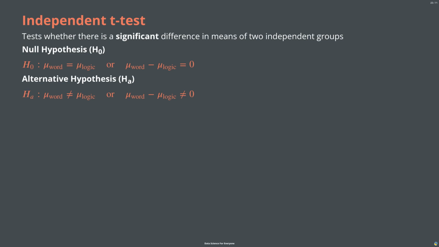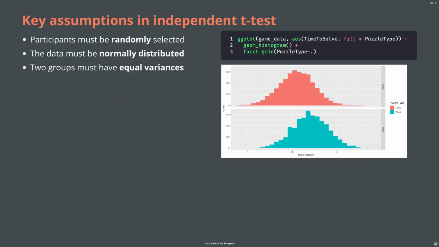T-tests check whether the difference between average values of two separate groups is statistically meaningful. For example, in our case, it tests whether there is a significant difference in how long people take to solve either word puzzles or logic puzzles. The null hypothesis assumes that there is no difference, and the alternative hypothesis assumes that there is a significant difference in the means. To use an independent t-test correctly, several assumptions must be met.